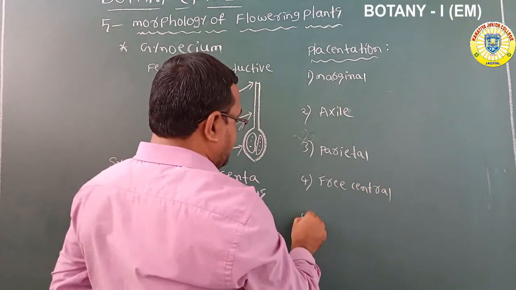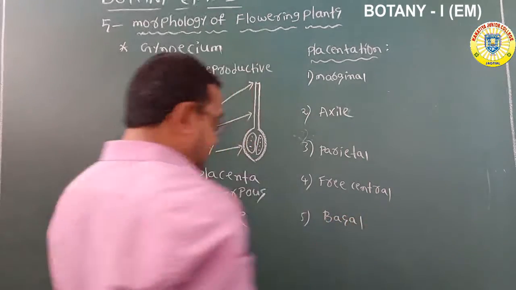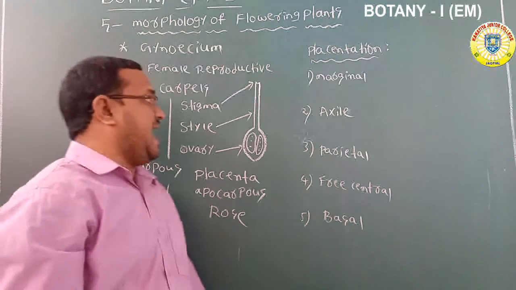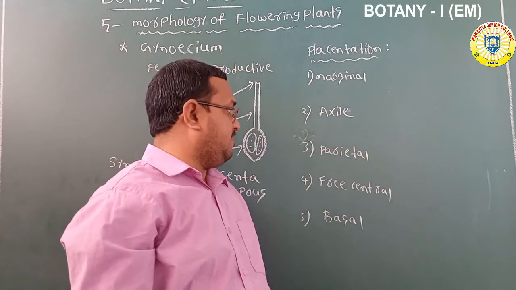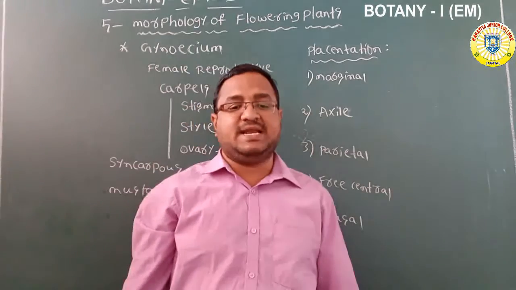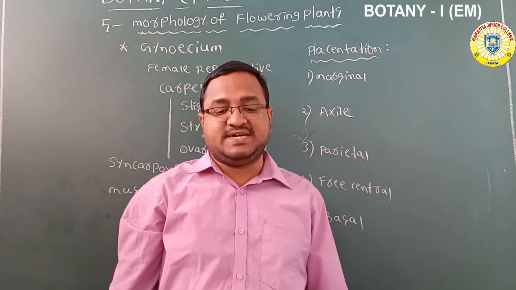Fifth one, basal placentation. So these are the types of placentation: marginal placentation, axial placentation, parietal placentation, free central placentation, and basal placentation. So first one, marginal placentation.